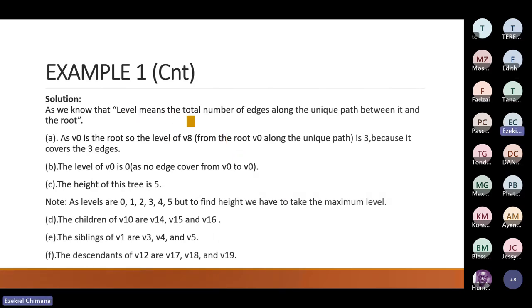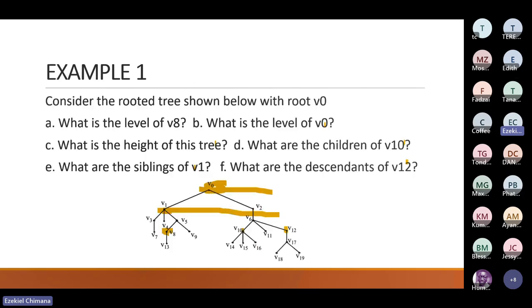As you know, level means the total number of edges along the unique path between a vertex and the root. As V0 is the root, the level of V8 from the root V0 along the unique path is 3, because it covers 3 edges. And the level of V0 is 0, because there's no edge from V0 to V0. So this one is 0 and this one is 3.